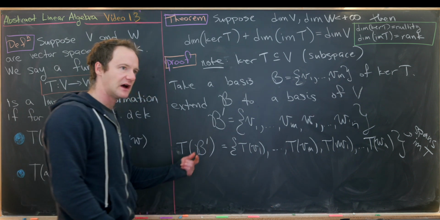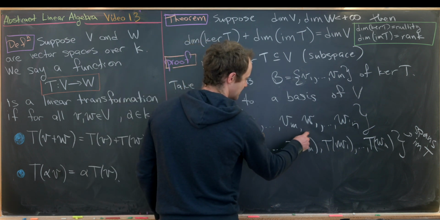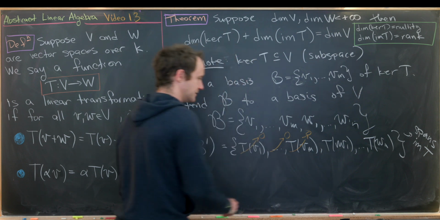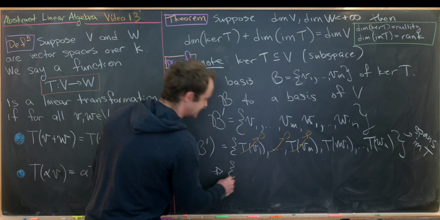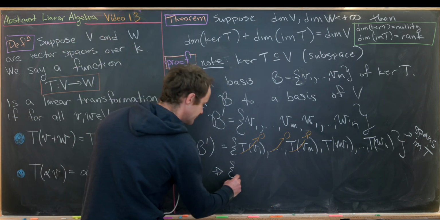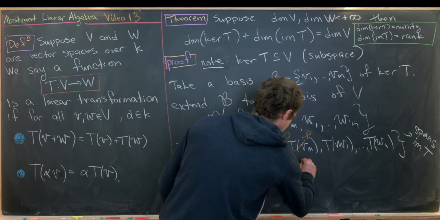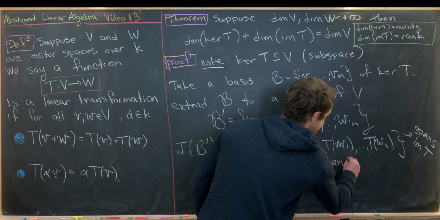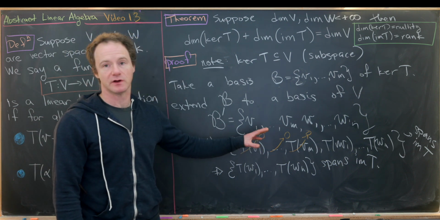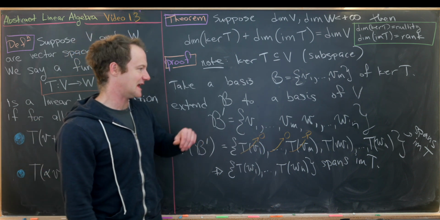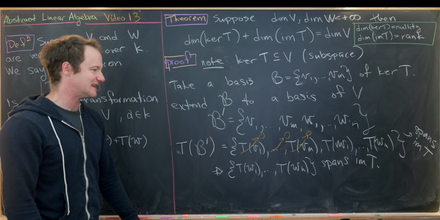But that means when you evaluate those vectors at the linear transformation, you get 0. So this becomes 0, and everything in the middle also becomes 0. But that means we can immediately contract this to just the w's, or really the t evaluated at the w's. So we've got t evaluated at w1 up to t evaluated at wn spans the image of t. And that's because since all of these get mapped to 0, they don't allow us to gain any vectors under the map. Okay, nice. So this spans the image of t.